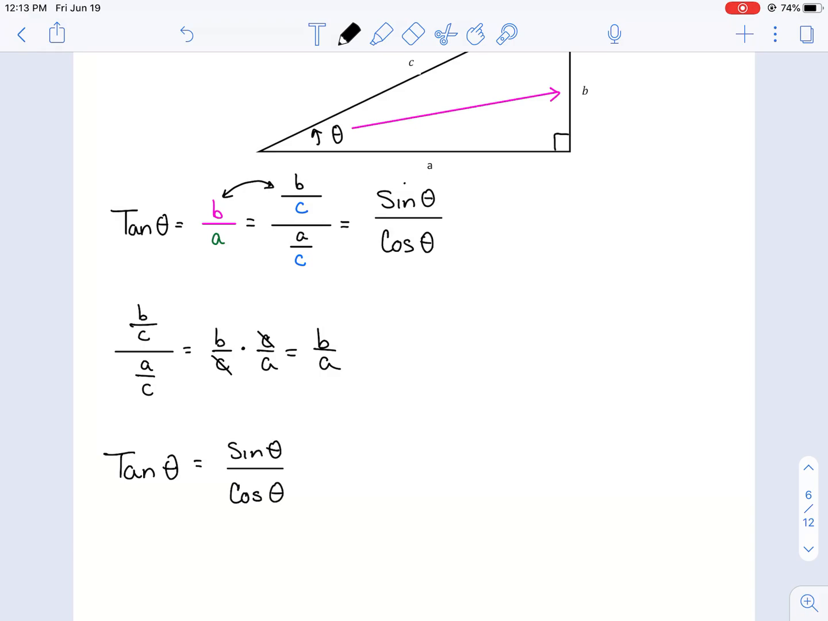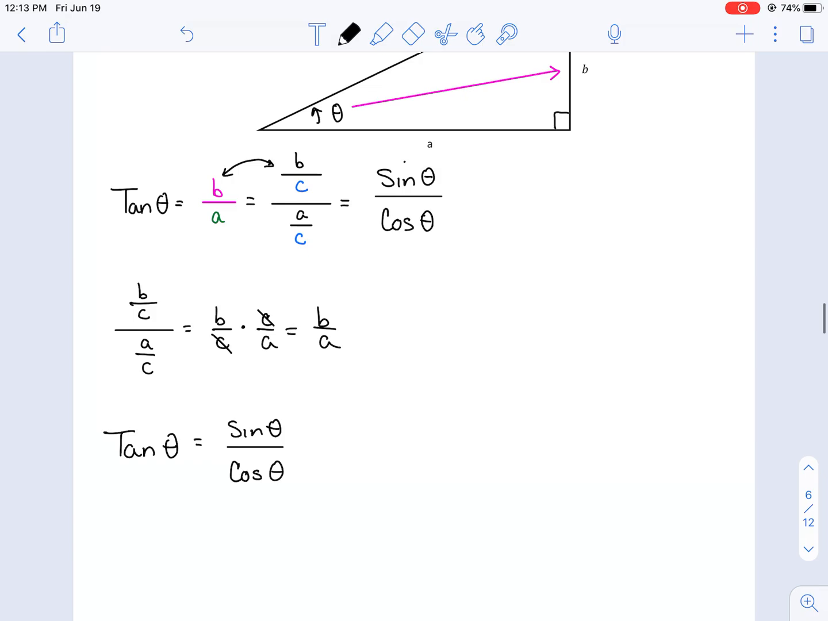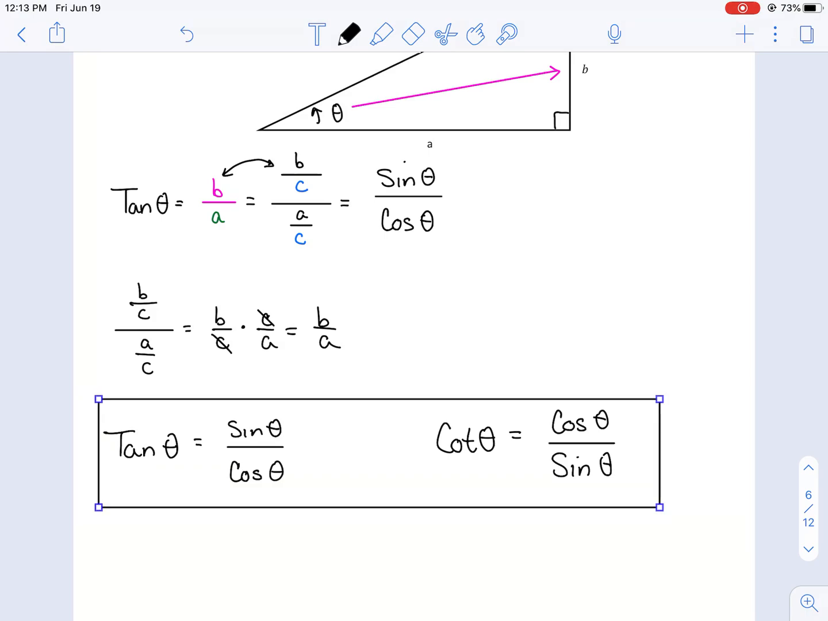The second quotient identity involves the reciprocal of what we currently have. And from the reciprocal identities, we have cotangent of theta is equal to the cosine of theta divided by sine of theta. And these are the two quotient identities.